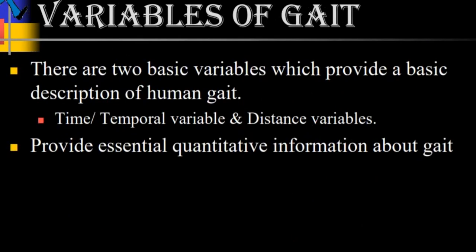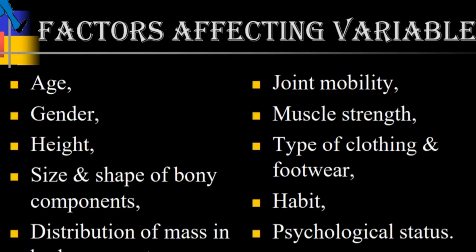Now we are going to see about the variables of the gait. There are two basic variables of the gait which provide a basic description of human gait: the temporal variable and the distance variable. They provide essential quantitative information about the gait. Factors that affect these variables are age, gender, height, size, shape of bony components, distribution of mass in each body segment, joint mobility, strength of the muscle, type of clothing or footwear the person wears, habit of the person, and psychological status.